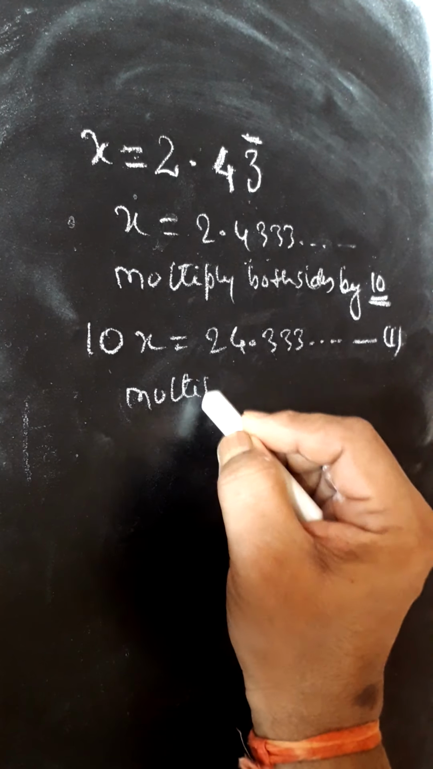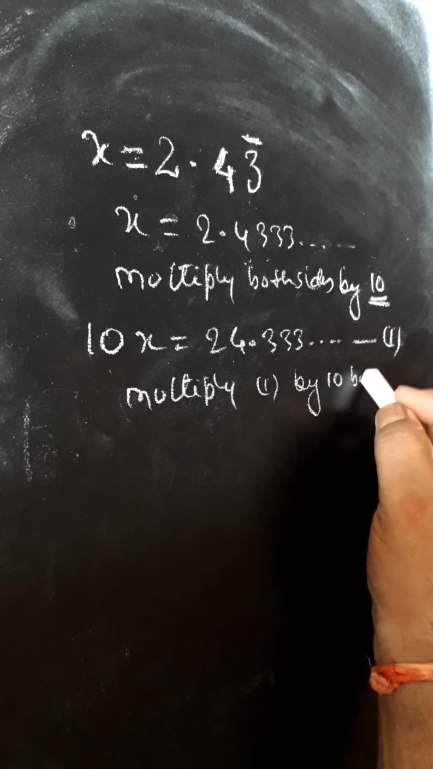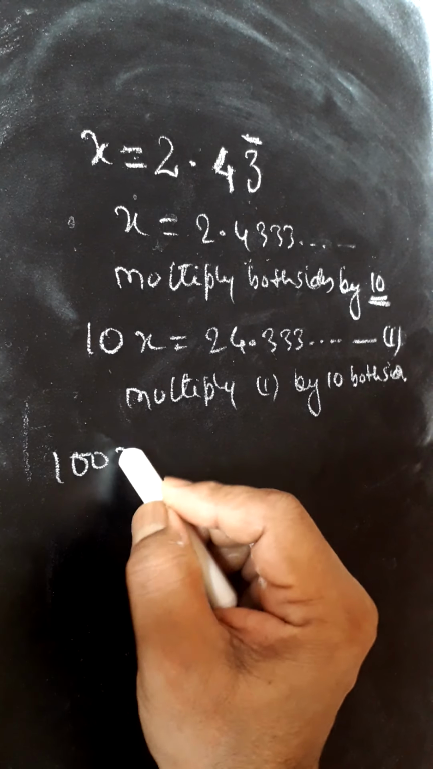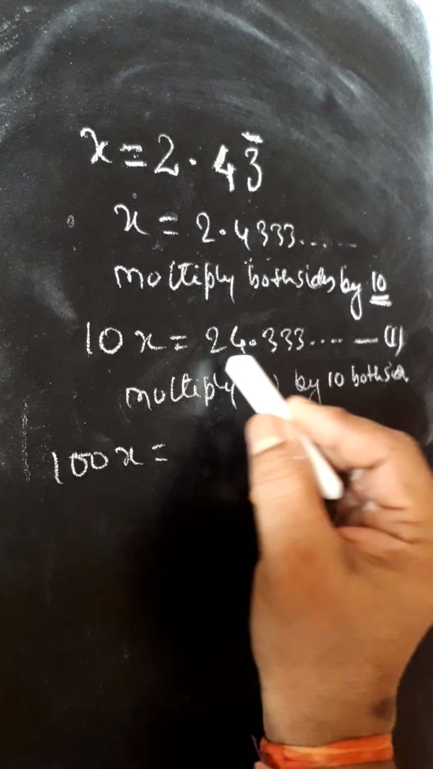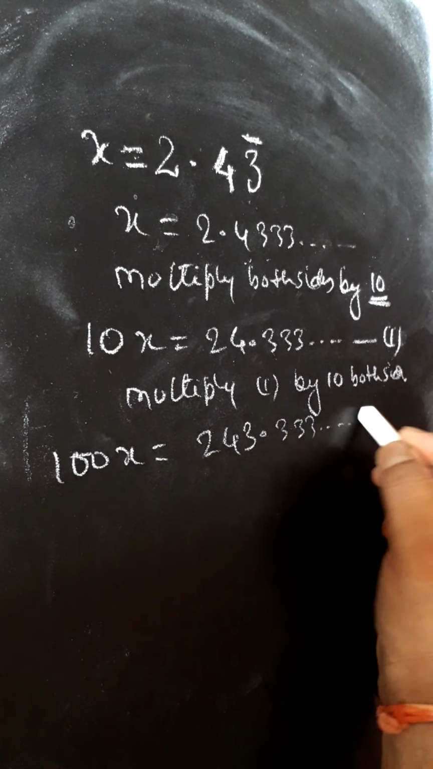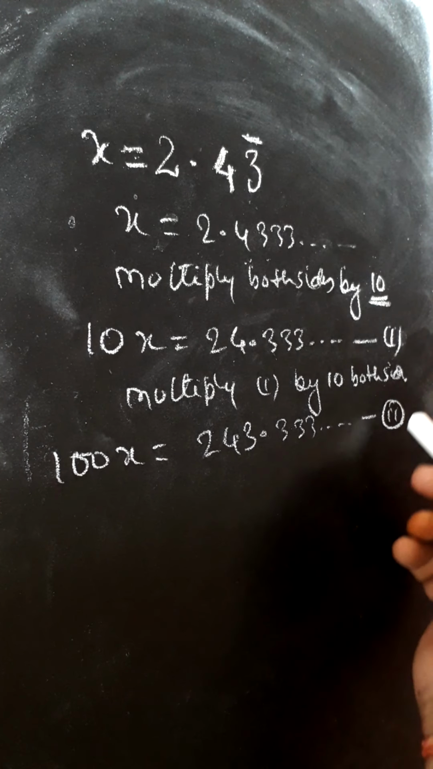So we will multiply this equation 1 by 10 again, on both sides. Here it will become 100x is equal to 243.333 and so on. Let it be equation 2. Now we will subtract equation 1 from equation 2.